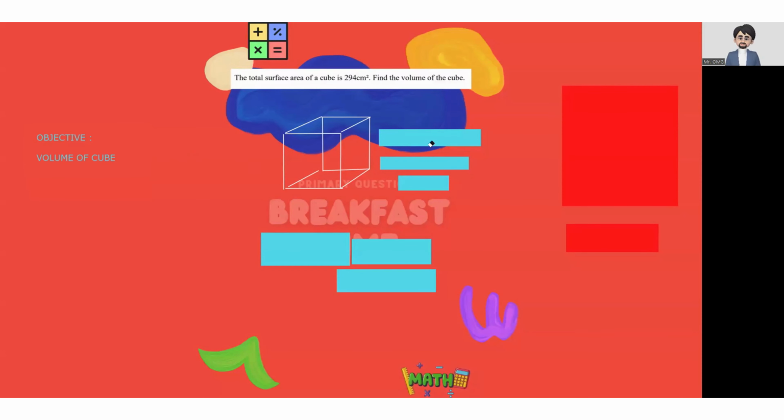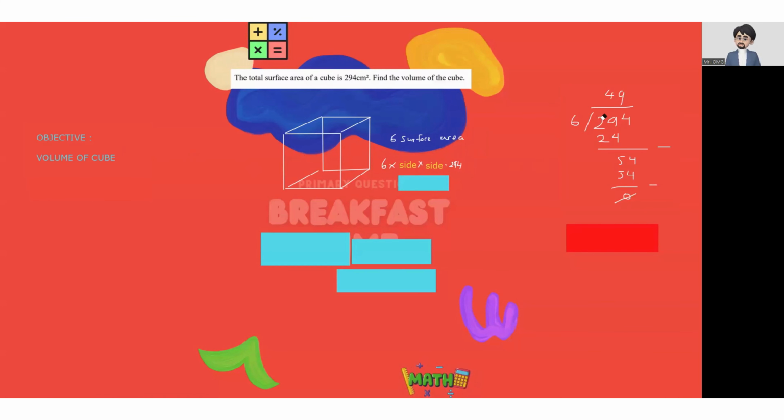There are 6 surfaces in the cube, so that makes 6 squares, which is 6 times side times side. That is the surface area, which is 294. To find the answer, we need to divide by 6 first. 294 divided by 6 is 49. And the square root of 49 is 7.